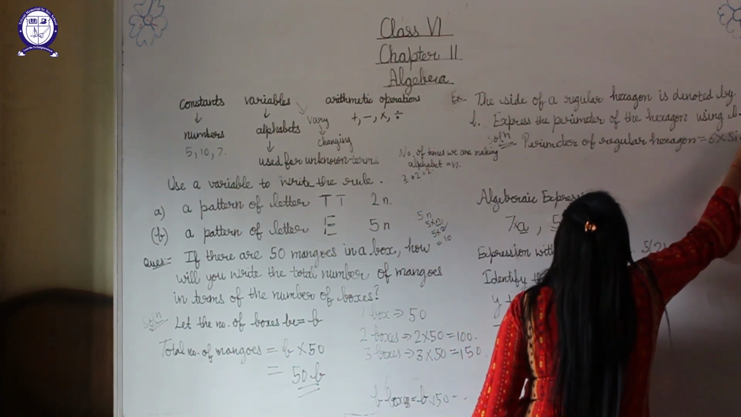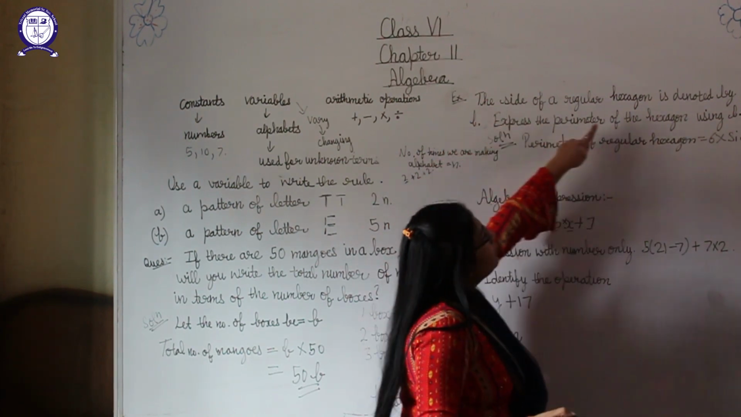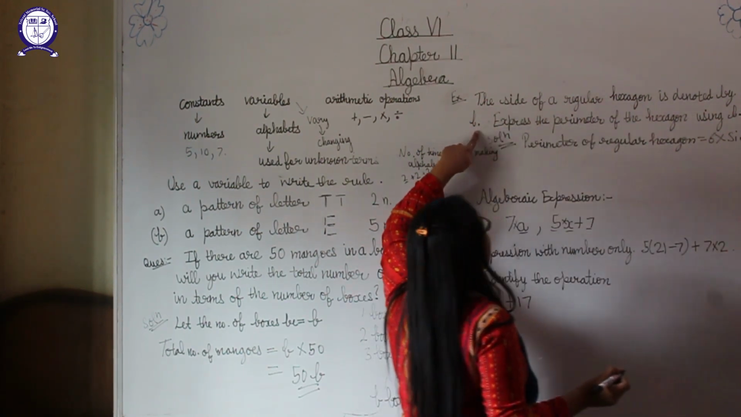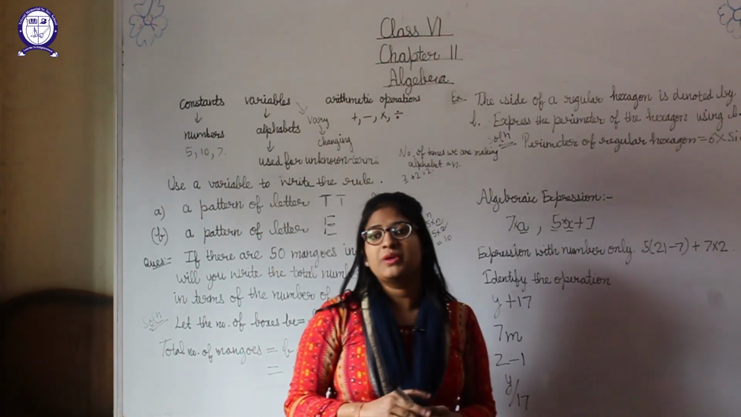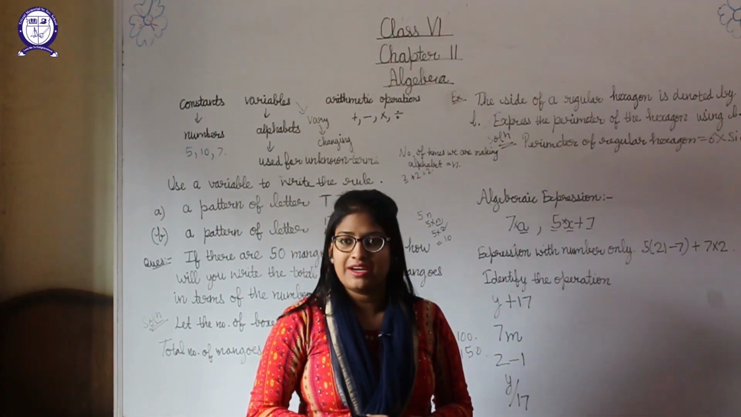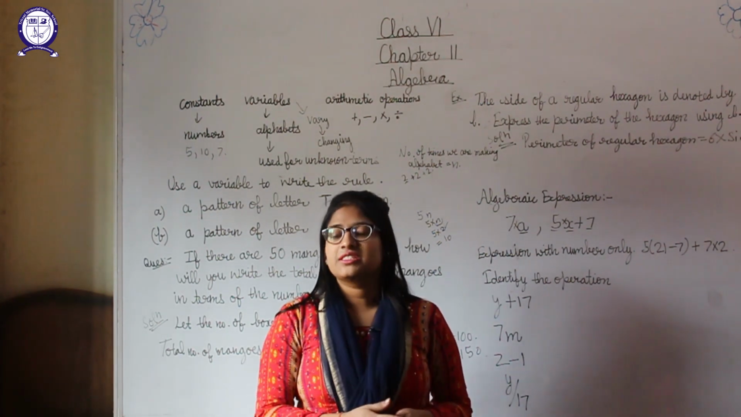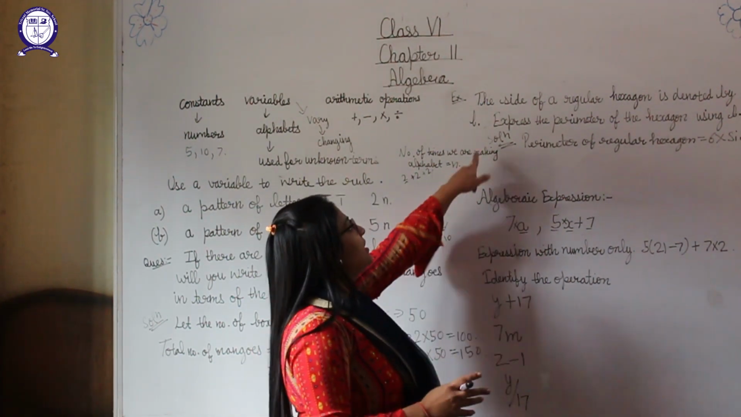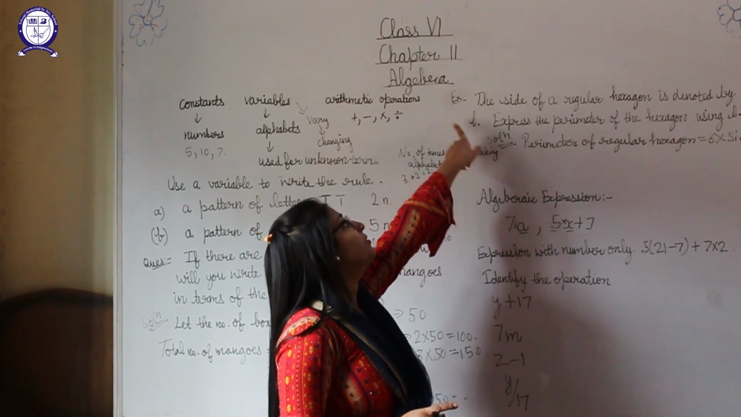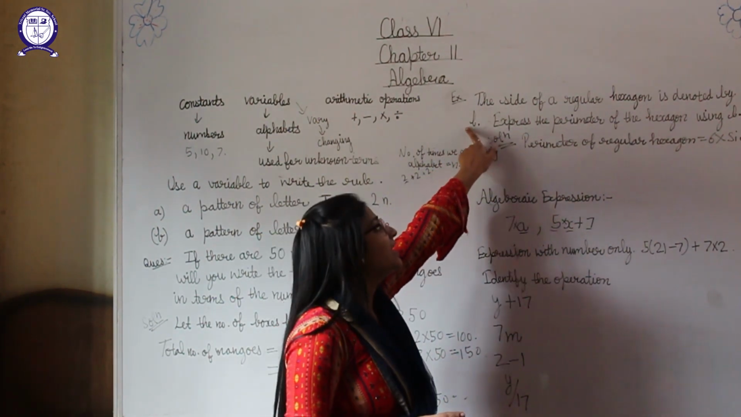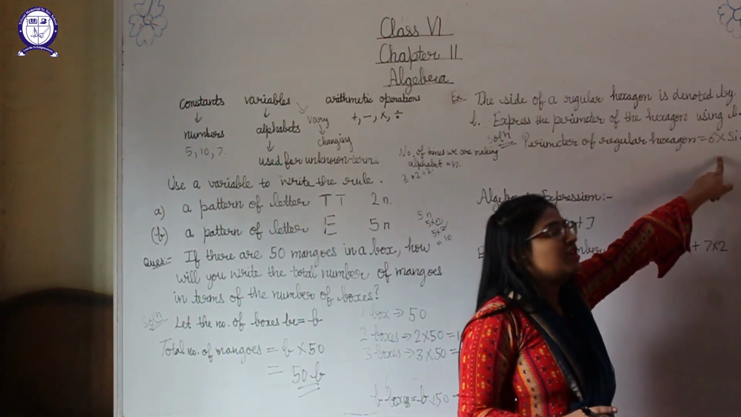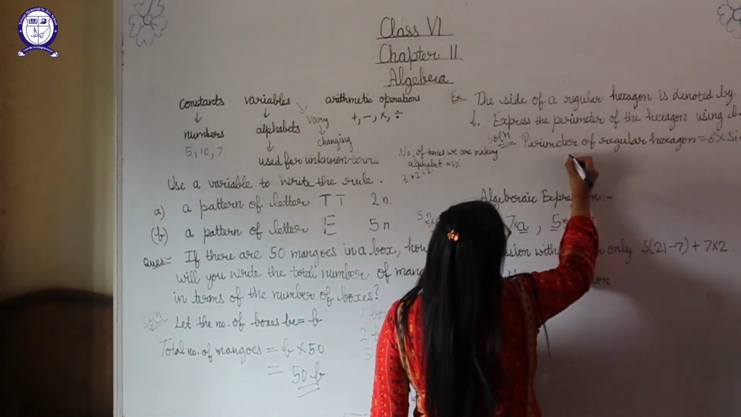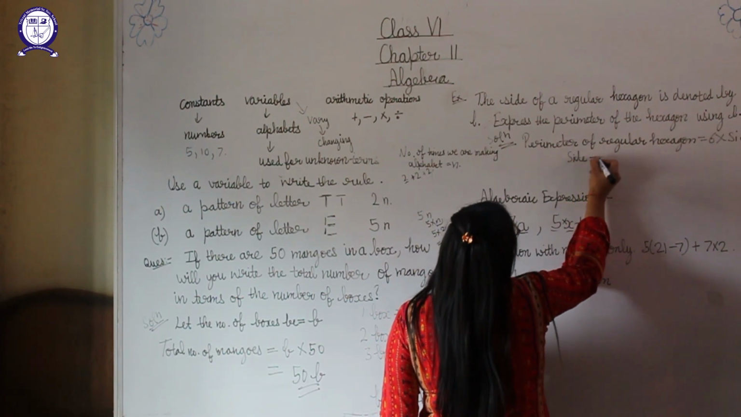Now what is given here? The side of a regular hexagon is denoted by L. We know that the side is usually given in measurements, in meters or centimeters, like 6 meter, 7 centimeter. But here it is given in the form of algebra, in the form of a variable, that its side is L. So we will put side equals to L here.